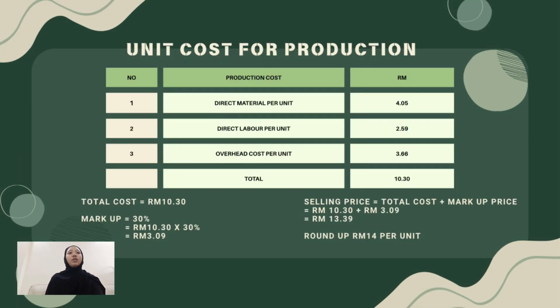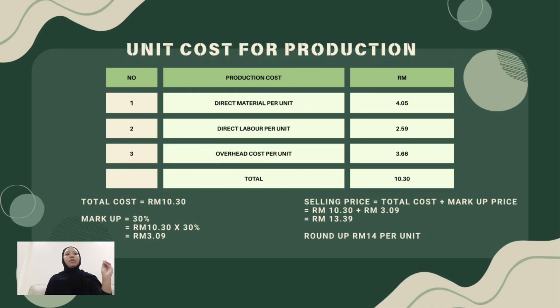So next is unit cost for production. So they have 3 production costs, which are direct material per unit, direct labor per unit, and also overhead per unit. So we add all, we got the total production cost at 10 ringgit 30 cents. Our company wants to mark up our profit at 30%. So we times with 10 ringgit 30 cents, so we got the markup price at 3 ringgit 9 cents.